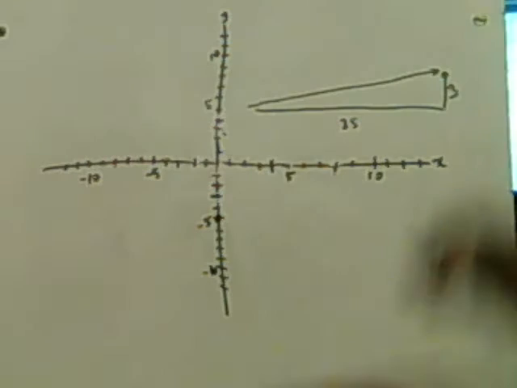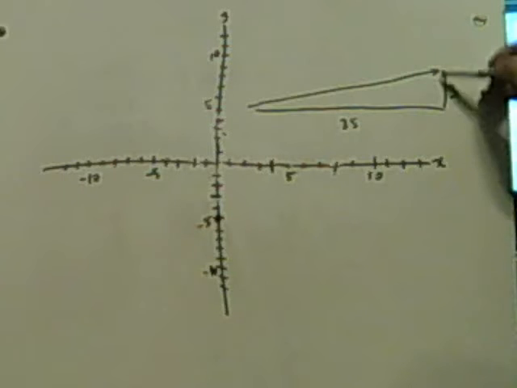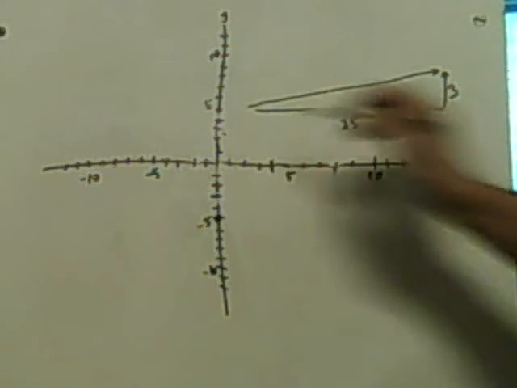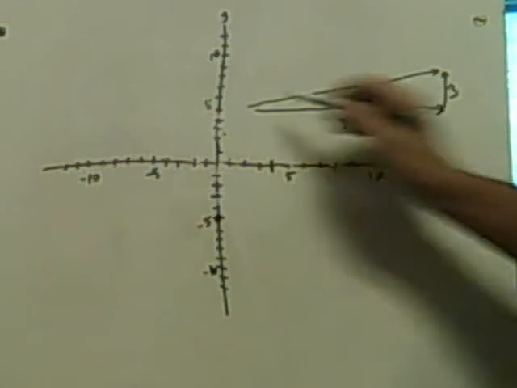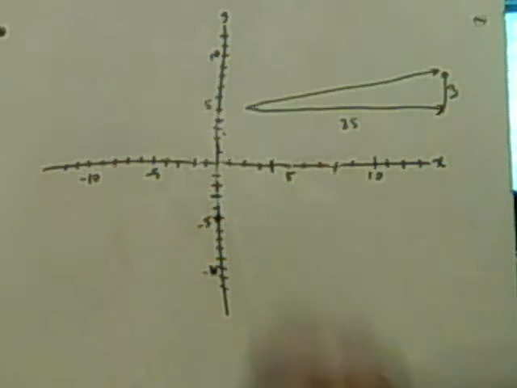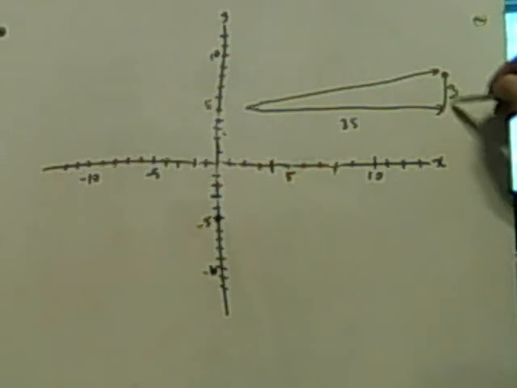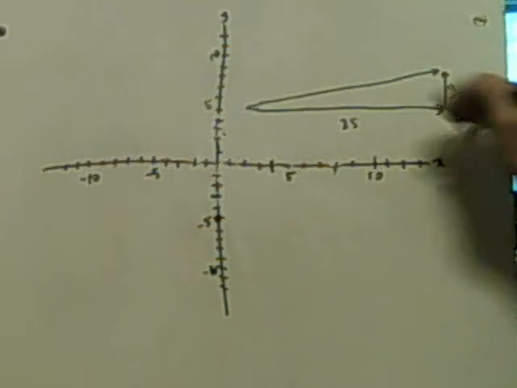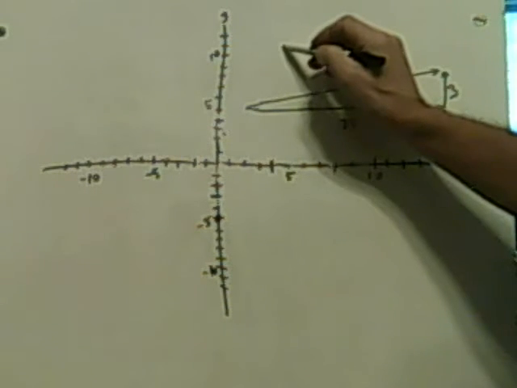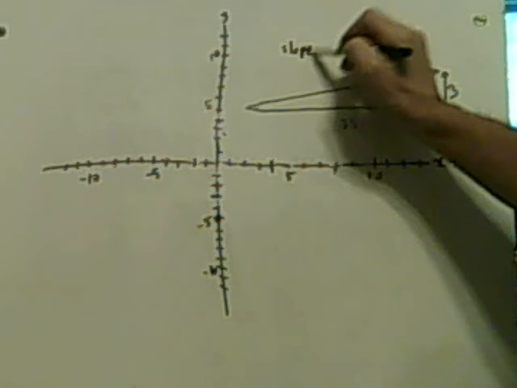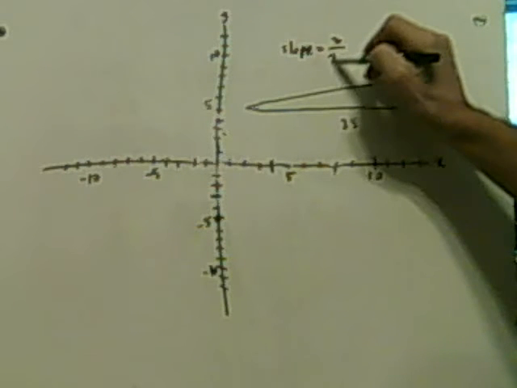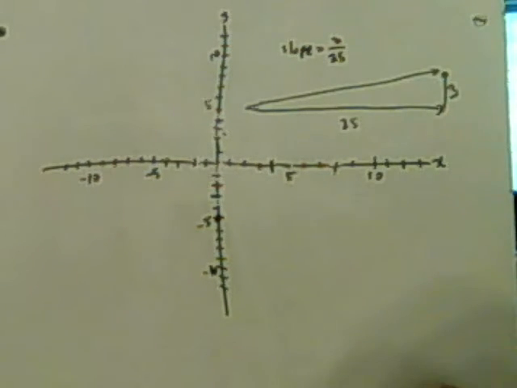Well, this is just the rise divided by the run. In this case, we wouldn't really call this delta y or delta x because we don't have x and y coordinates, but we do have what's known as the height or the rise, and then what I call the run. So this slope is just equal to 3 divided by 25. Okay.